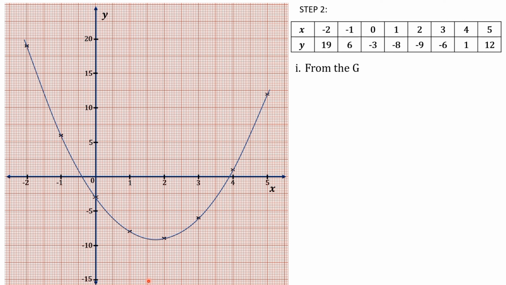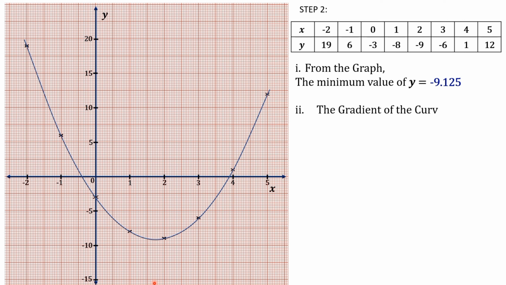So from the graph, the minimum value of y, from our reading, we have y equal to -9.125. Then the next is for us to get the gradient of the curve at x equal to 1, and the gradient is change in y over change in x. So at x equal to 1 we've drawn a tangent, so we'll find the gradient. Taking our values, change in y is -12.5 minus 5.0 all over 2.5 minus 0, and we have -3.